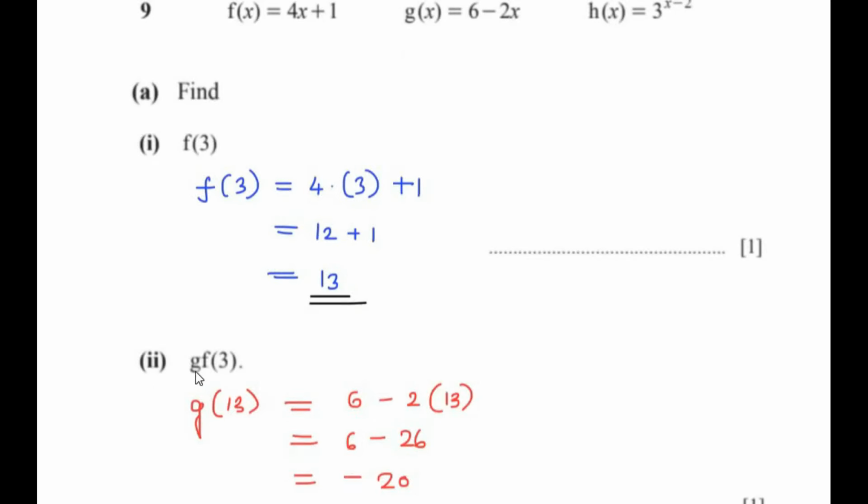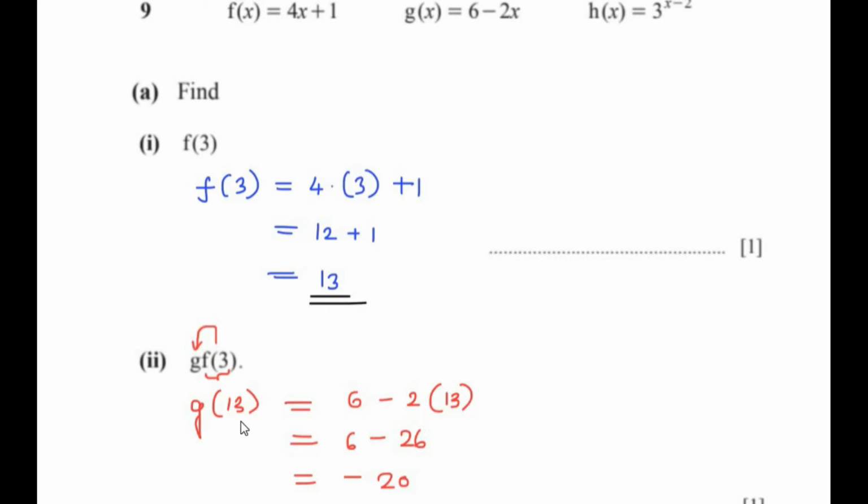Now the next one is g of f of 3. That is, the function f of x is within another function, that is g of x. Now the value of f of 3 we have already got as 13. So here in place of f of 3 we are going to replace its value, that is 13.